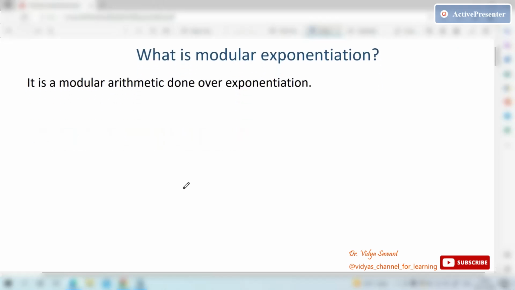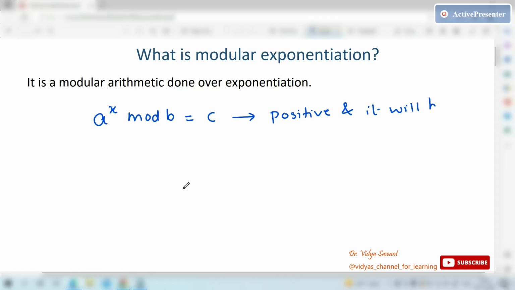So coming to the question, what is modular exponentiation? It is basically modular arithmetic which is done over exponentiation. How is it represented? As I told you, we represent it as a raised to x mod b. The answer will typically be a positive number between 0 and b minus 1.